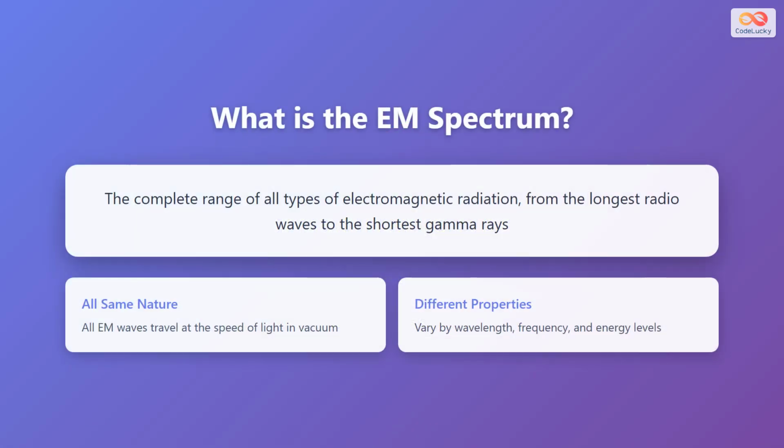The electromagnetic spectrum is the complete range of all types of electromagnetic radiation, spanning from the longest radio waves all the way to the shortest gamma rays. Despite their differences, all electromagnetic waves share the same fundamental nature. They all travel at the speed of light in vacuum, which is approximately 300 million meters per second. However, they vary significantly in their wavelength, frequency, and energy levels, which gives each type its unique properties and applications.